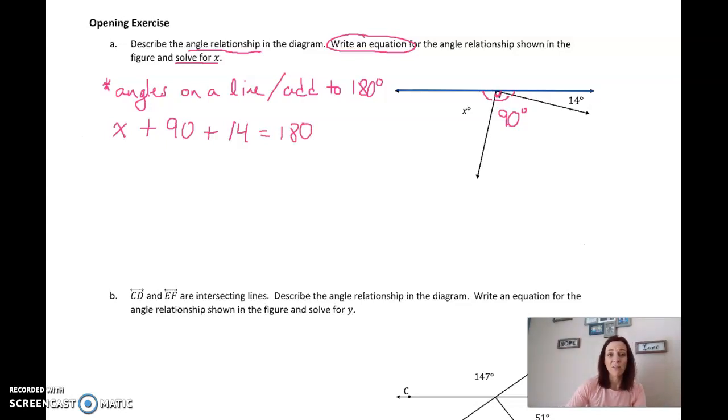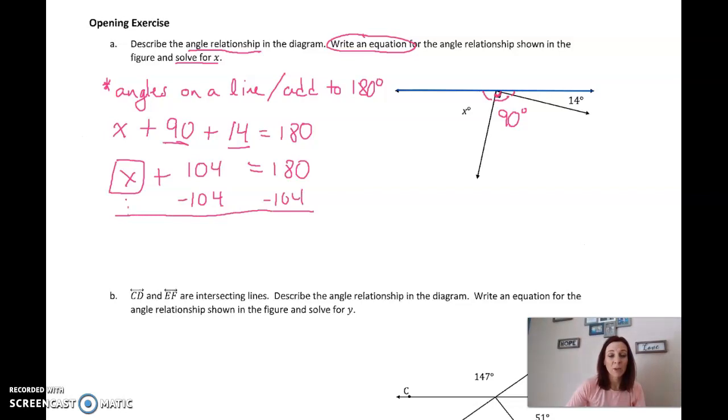And then we simplify and solve. These are like terms, so I'm going to add 90 plus 14 together to get 104. Now we're just solving this one-step equation. So I'm solving for x. Order of operations backwards says I'm going to do whatever's adding or subtracting first. Since we're adding 104 here, I'm going to do the inverse, the opposite, and subtract 104. I'm going to undo the addition with subtraction. I'm going to bring down my x.